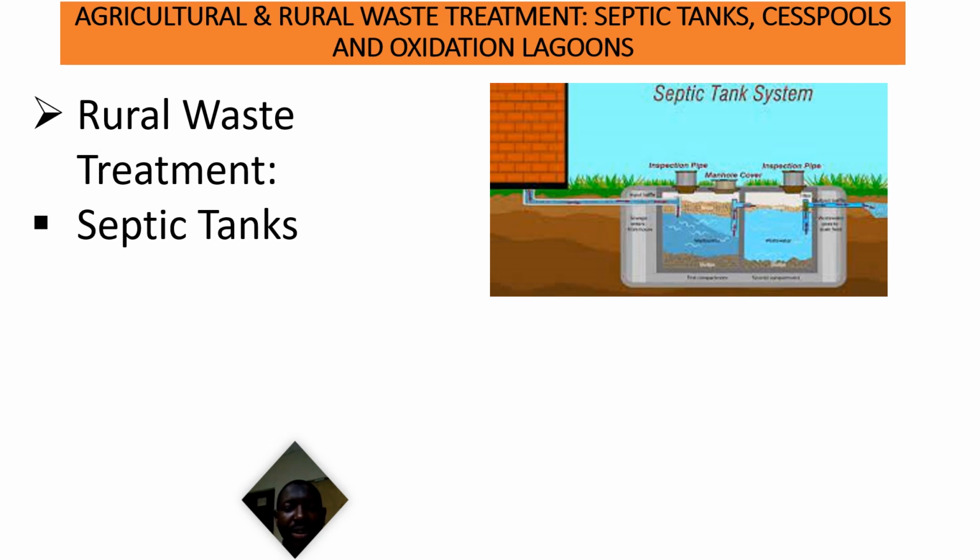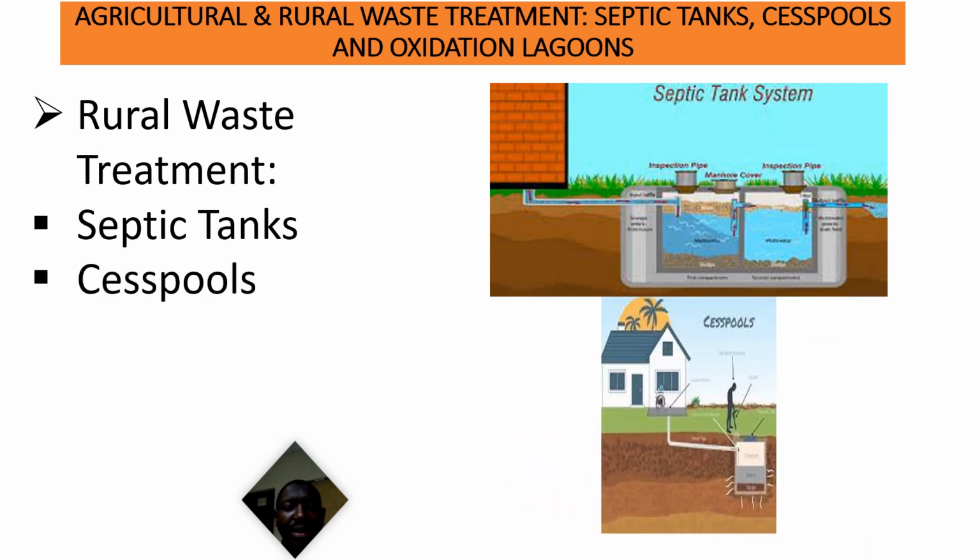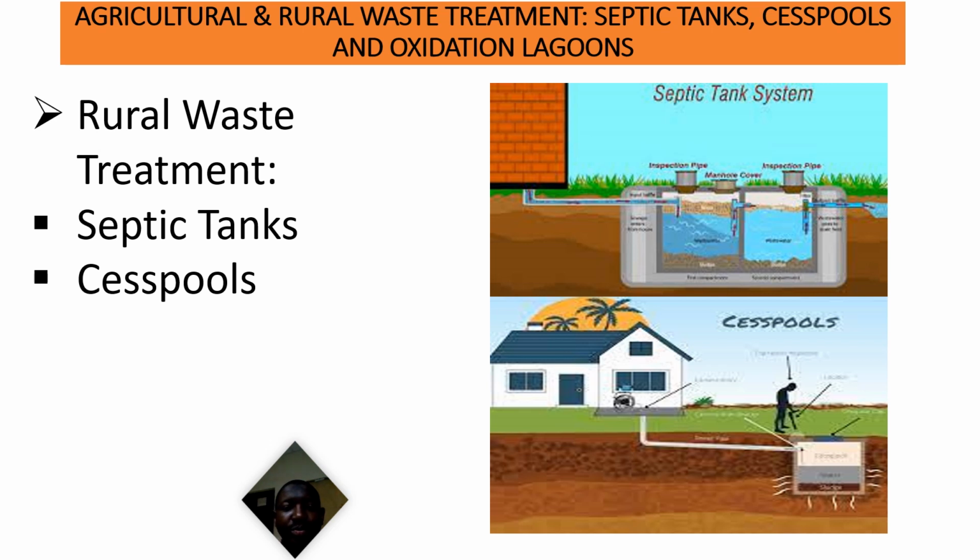Now, apart from septic tanks, cesspools are also used. The cesspools are generally similar to septic tanks, except that they are not sealed. Septic tanks are sealed, while the cesspools, as the name implies, pools, are not sealed, they are open. So as the waste enters the system, it is made up of a system of porous concrete rings buried underground.